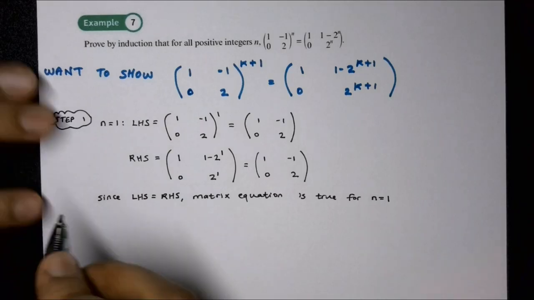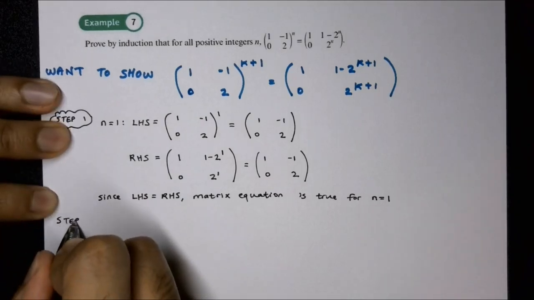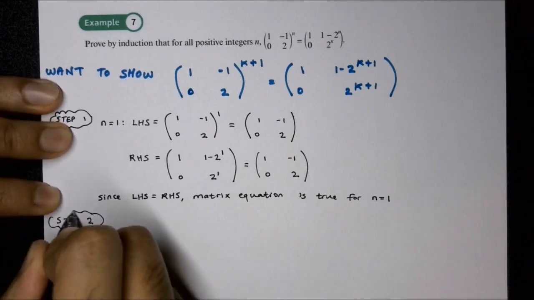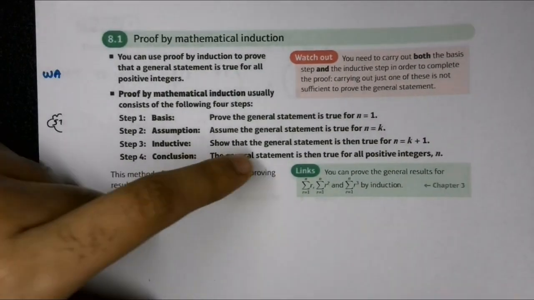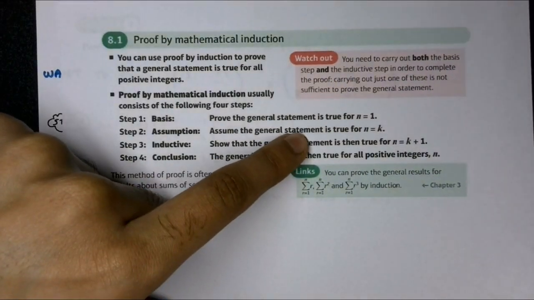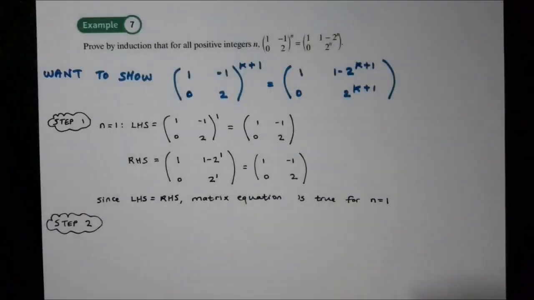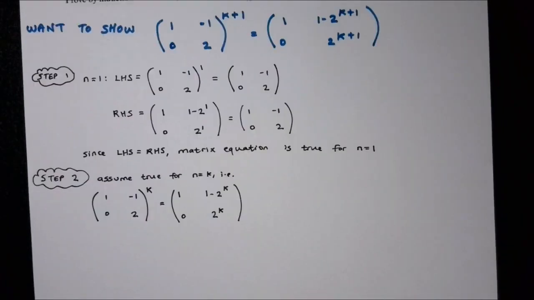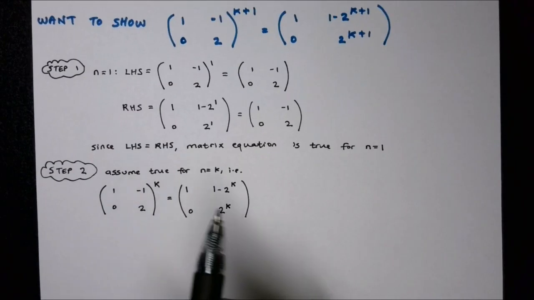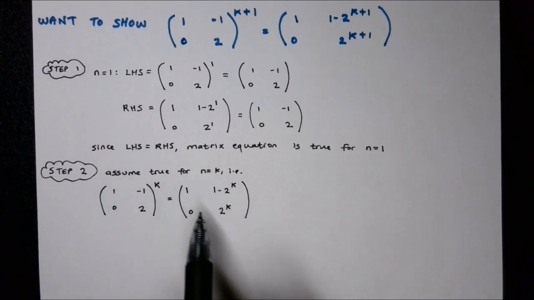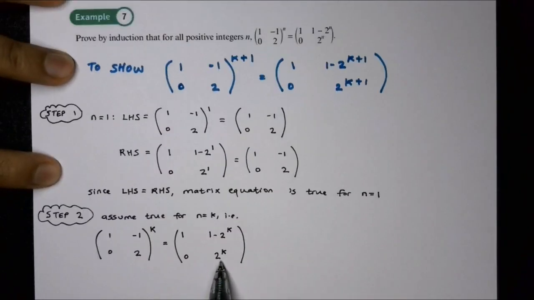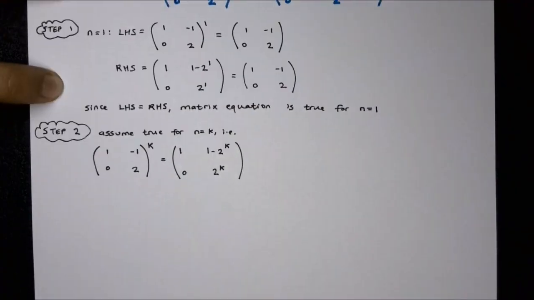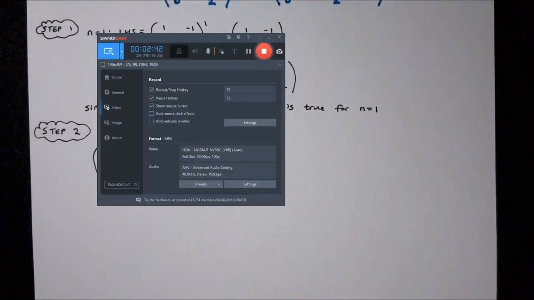Now, for our second step, we need to assume that the result is true for n equals k. So just as a reminder of what step 2 is, that's the assumption step. We need to assume the general statement is true for n equals k. So if we do that, we have this result over here. 1, minus 1, 0, 2 to the k is equal to 1, 1 minus 2 to the k, 0, 2 to the k. So all that's happened here is n has been replaced with k. And that's what we do with our assumption step, okay?